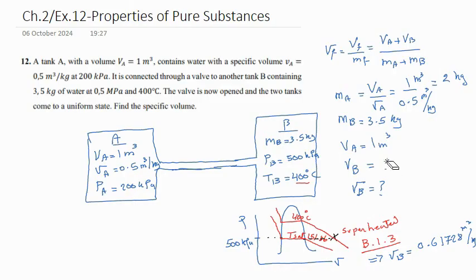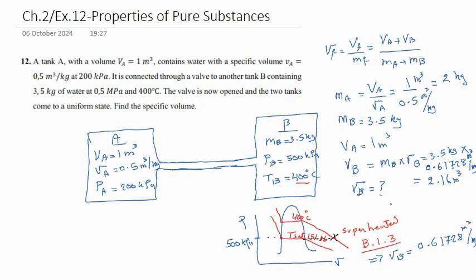So the volume of tank B in this case will be mass of B times the specific volume of B. So this means, using the calculator, this is 3.5 kilogram times the specific volume previously found of 0.61728 meter cube per kilogram. So the volume calculated is 2.16 meter cube.